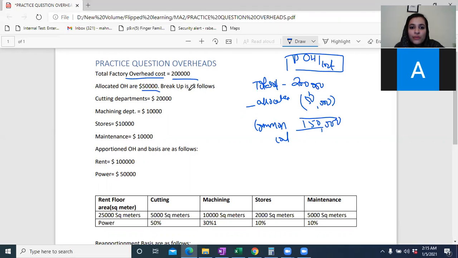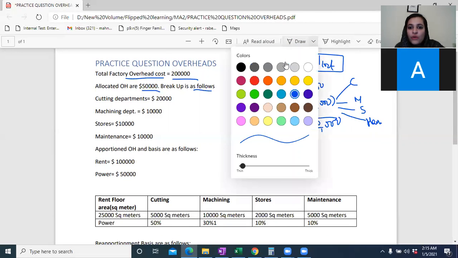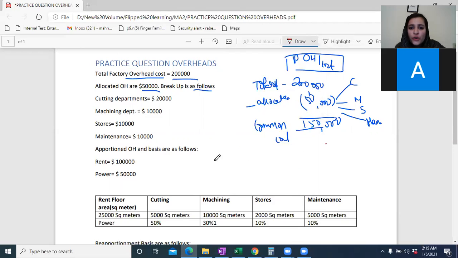Okay, so the breakup is as follows. The breakup of the allocated cost, that 50,000, was like this. There was a cutting department, a machining department, a stores department, and then one department known as maintenance. You're going to make the same tables as I did: one for the cutting department, one for the machining department, one for stores, and one for the maintenance department. And then you're going to write the allocated cost first, and then the apportioned cost will come.